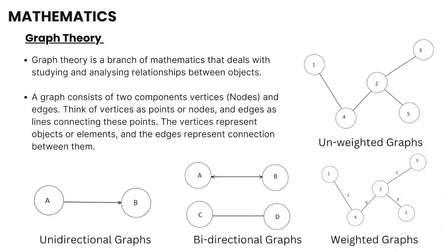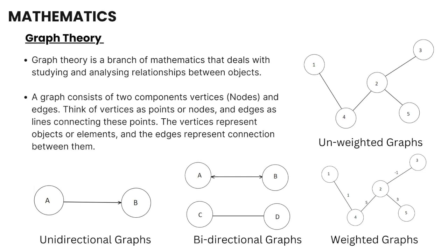Let us introduce you to some fundamental concepts from discrete mathematics that are used in circuit optimization. These concepts are graph theory and algorithms, which play a crucial role in achieving efficient VLSI designs. Graph theory is a branch of mathematics that deals with studying and analyzing relationships between objects. A graph consists of two components, vertices and edges. There are several types of graphs, but we will be focusing mainly on four types.